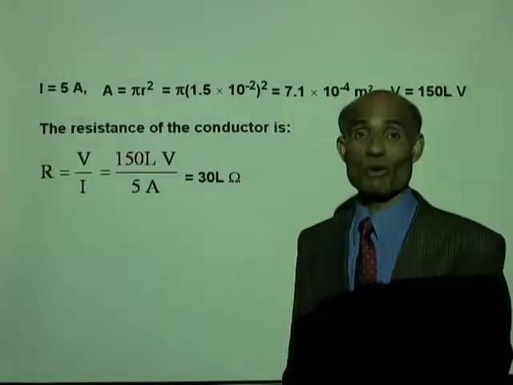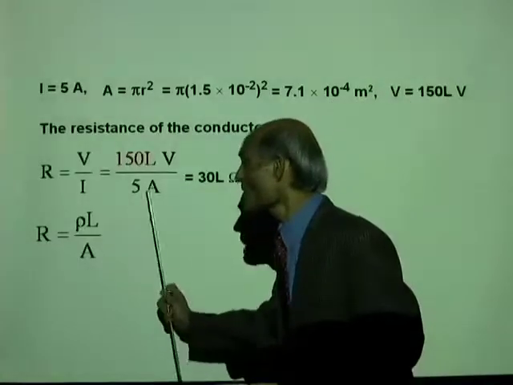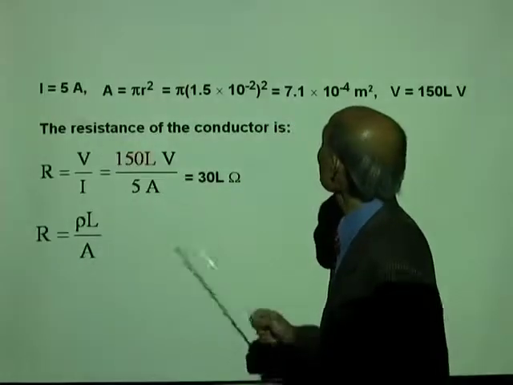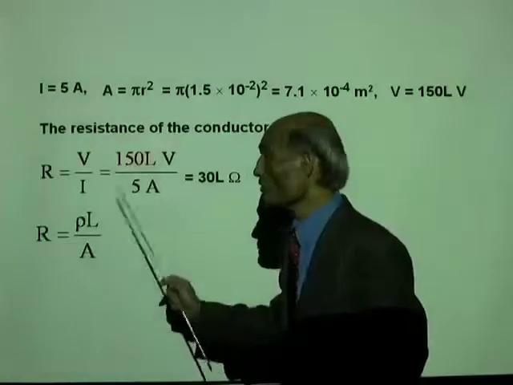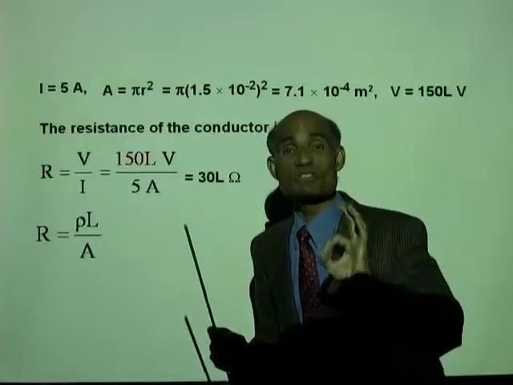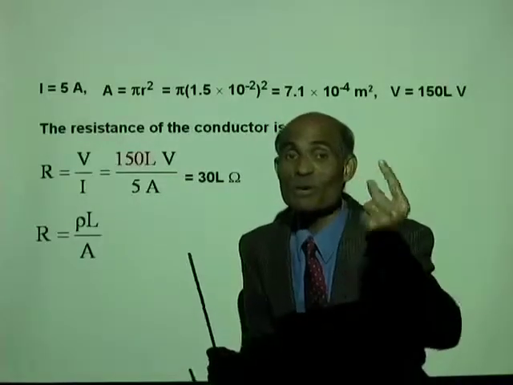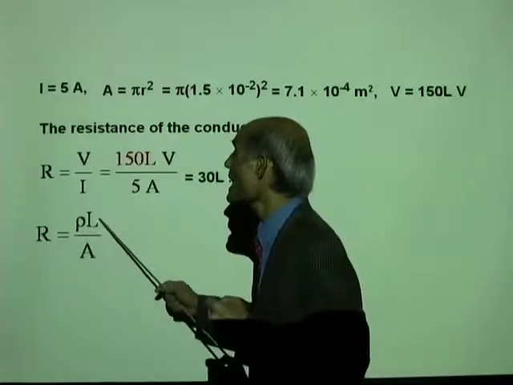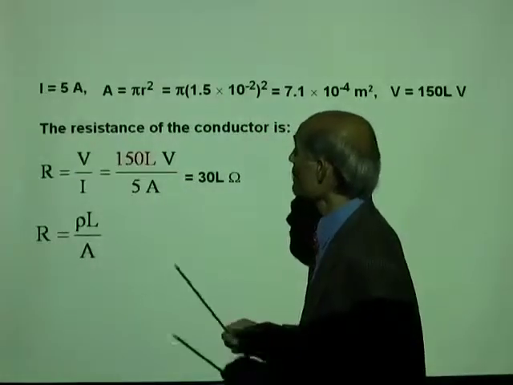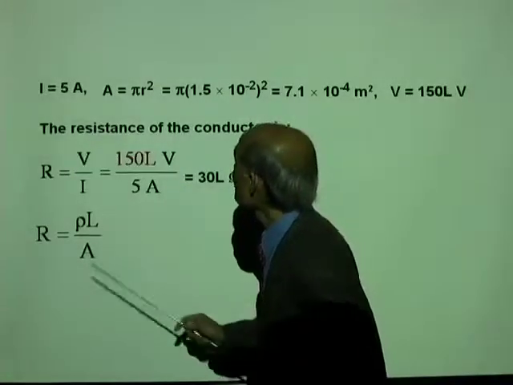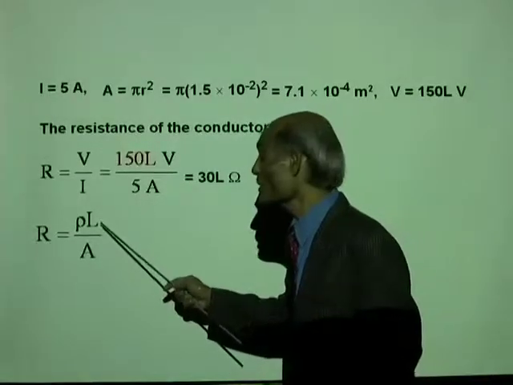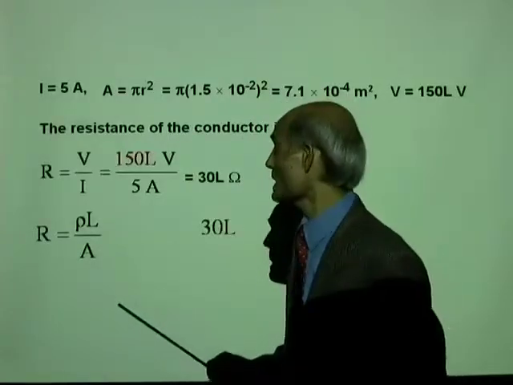What are we looking for? Well, I forgot what we're looking for, but we know that we are now in the territory where we use the resistance of the conductor to figure out whatever we are looking for. R equal to rho L over A. Now, we know the resistance, is that right? And we know the area of cross section. Well, can you find the length of the conductor?